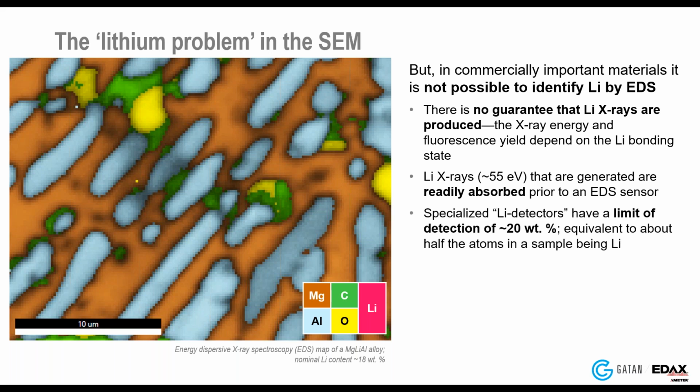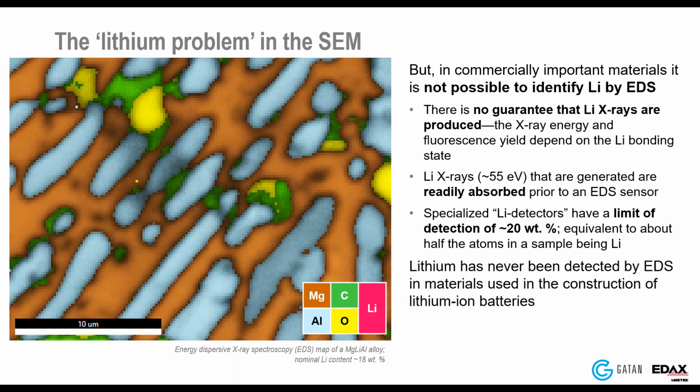Although some specialized lithium detectors have been developed, they're suitable for analysis, as I said, for a very limited range of materials only, and importantly have a limited detection of about 20 weight percent, so equivalent to about half the atoms in a sample being lithium. Perhaps importantly, and very importantly for this talk, lithium has never been detected by EDS in materials used in the construction of lithium-ion batteries. So commercially important materials, it's just not possible to identify lithium using conventional EDS technique.